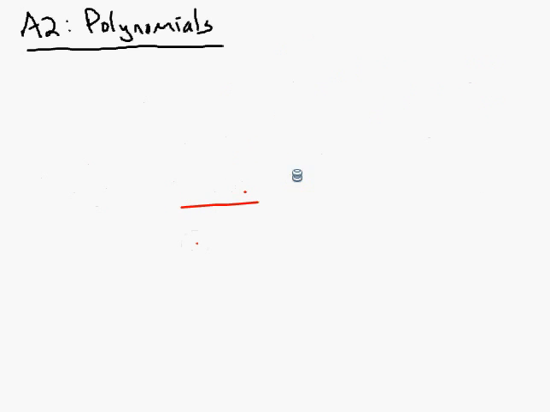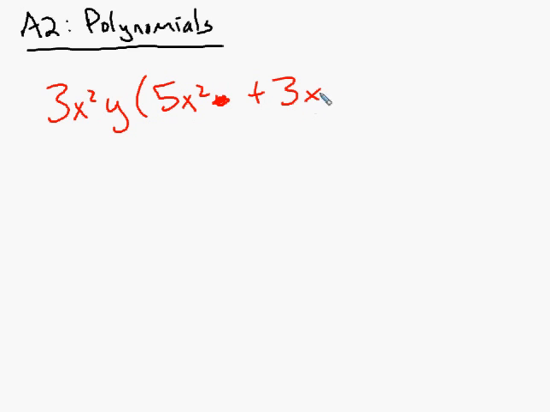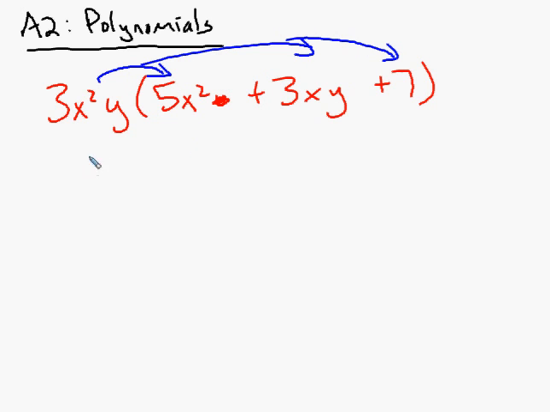Alright, now multiplying. Let's say I had 3x squared y, and I'm going to multiply that into, say, something like, no y. I'm going to go ahead and distribute this to every term. That's very important to make sure we get it to all the terms. We multiply the coefficients in front, so we get a 15. X squared times x squared is x to the 4th.